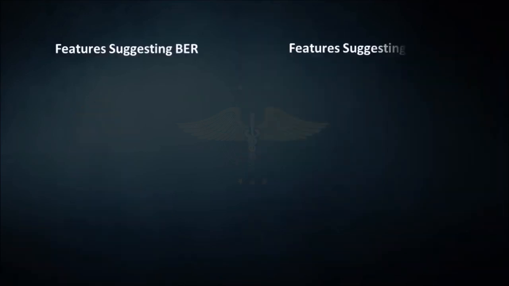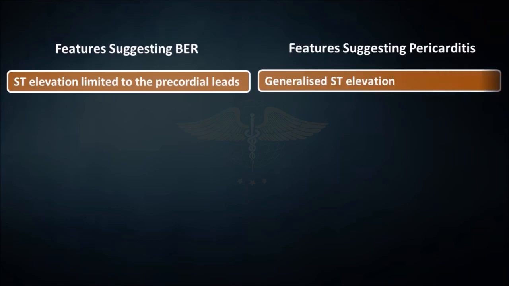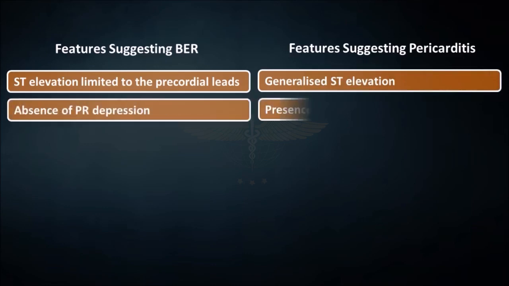So how do you differentiate ERP and pericarditis? In ERP, ST elevation is limited to precordial leads, whereas in pericarditis it's generalized ST elevation. There is absence of PR depression in early repolarization.